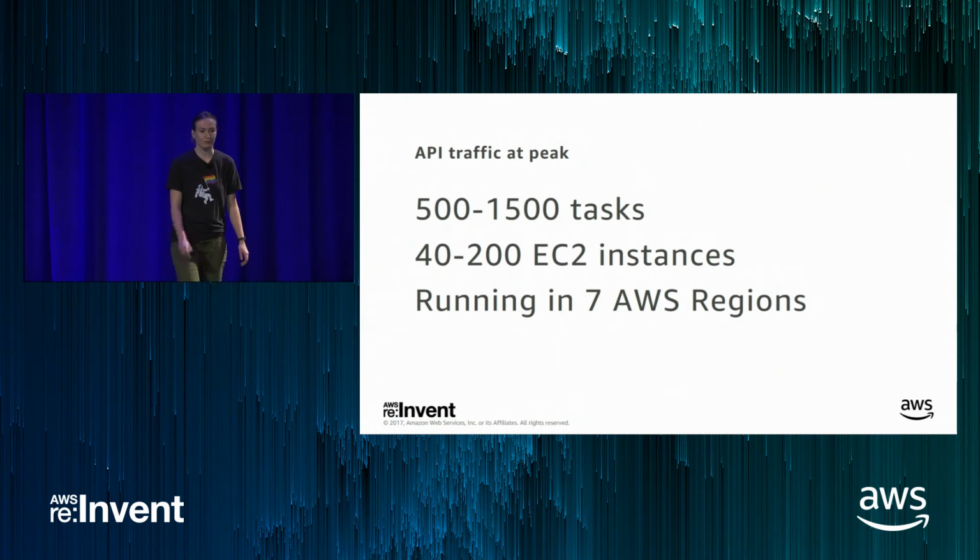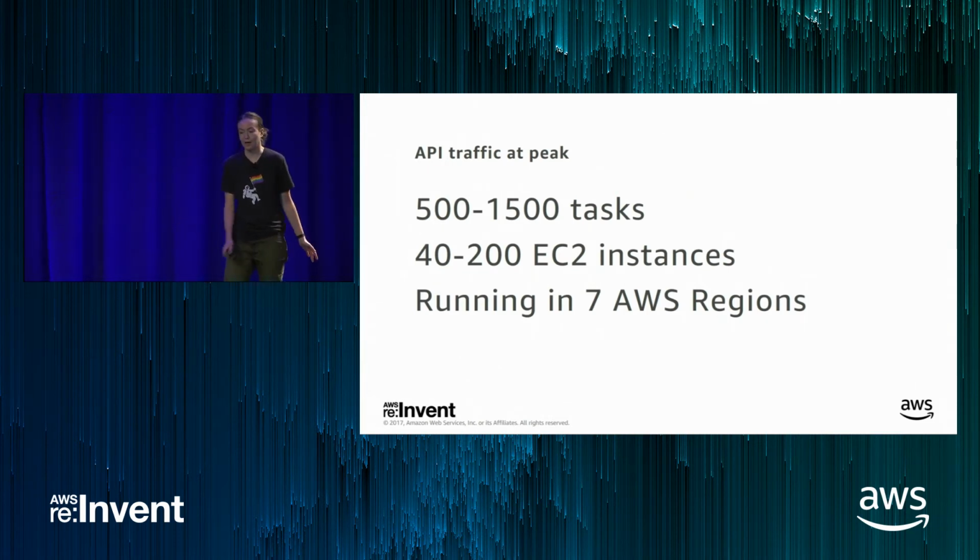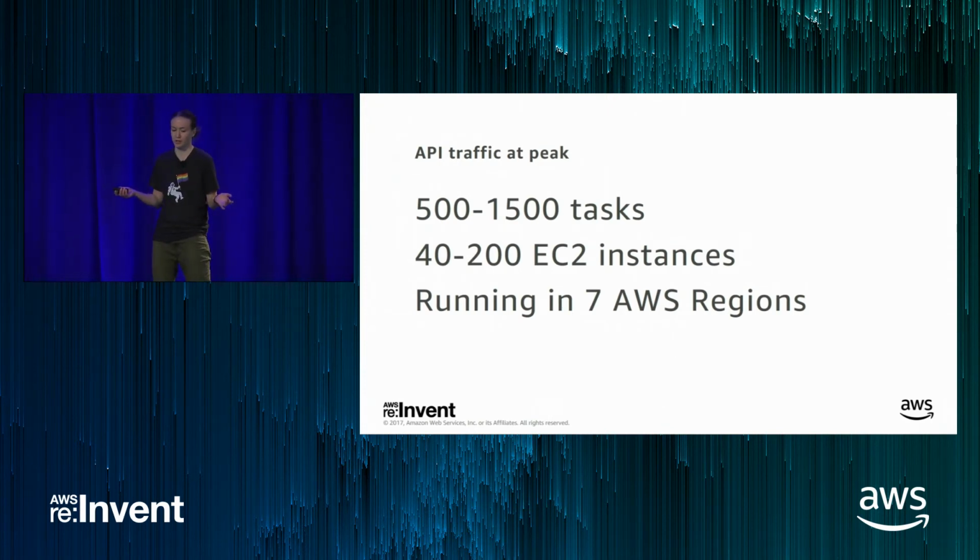There we run about 500 to 1,500 containers or tasks at peak, and this corresponds to 40 to 200 EC2s. And our API instances are co-located in 7 different AWS regions, which is pretty cool. So we run services in different places in the US, but also in Ireland and in Asia Pacific, like in Singapore.